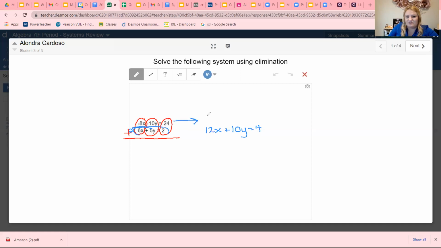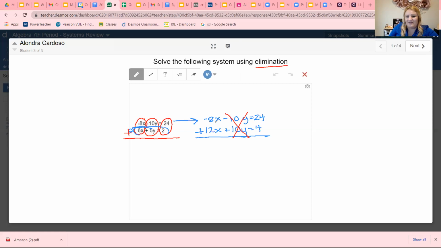Next, I'm just going to rewrite my top equation, and then I'm going to add them together. So you can see that you have a negative 10 and a positive 10. So those are automatically going to cancel out now. So the whole point was to eliminate those.